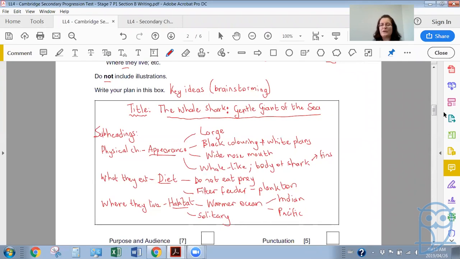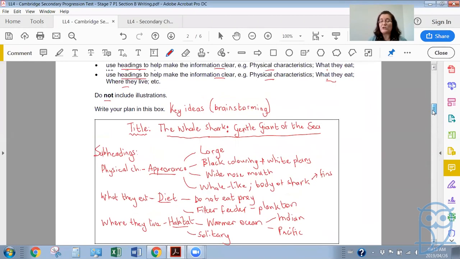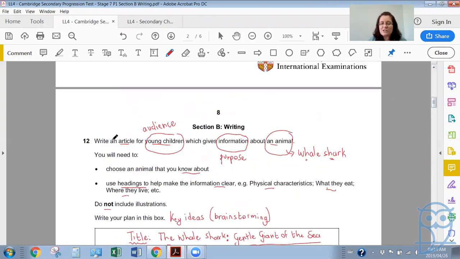Okay, so let me go over the question one more time, and this is what you should do. Go back to the question, make sure you're doing what is needed when you're giving your answer. So write an article for young children. Remember, that means you also have to keep the language clear and understandable, or simple, clear and simple. So nothing too complicated, all right?